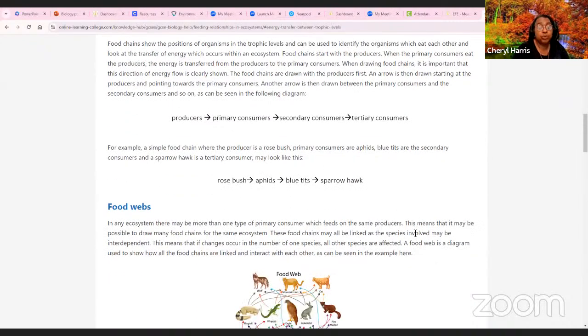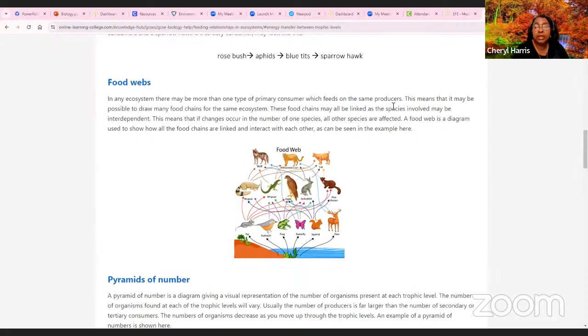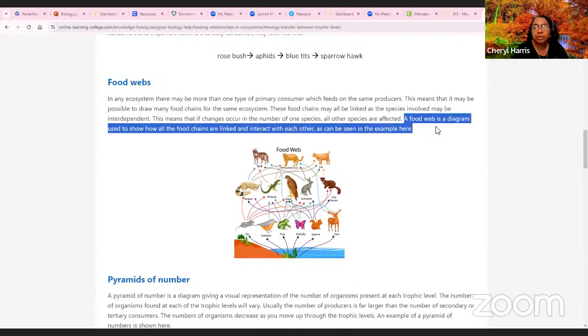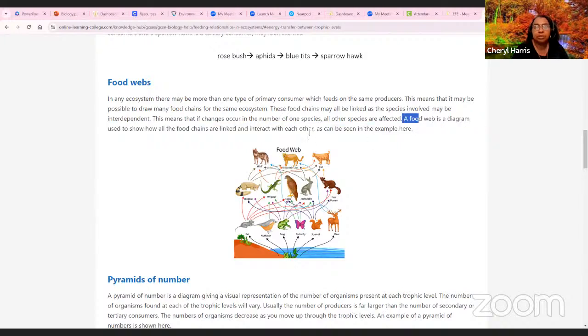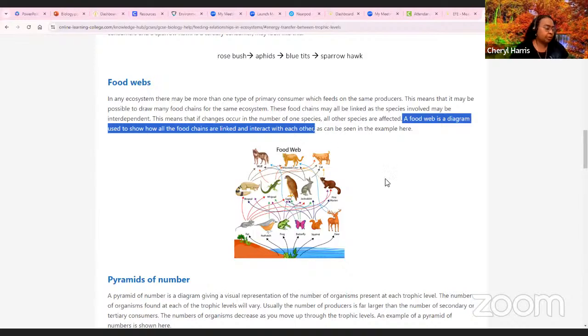All right, so then we have food webs. Okay, this one. Write this one down. A food web is a diagram you use to show all, and underline all, the food chains that are linked together and interact with each other. You don't have to write "such as seen in the example." So just write up to there. Okay. But then look at the example.